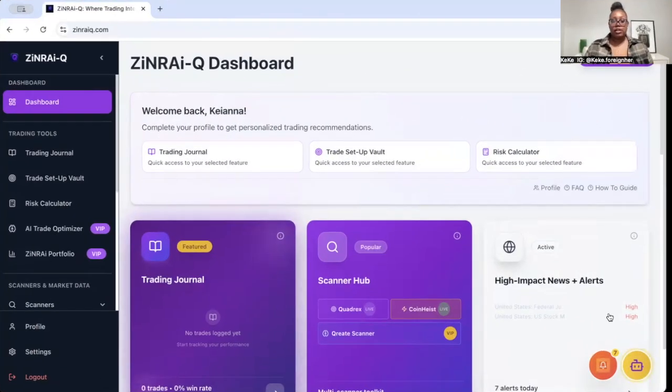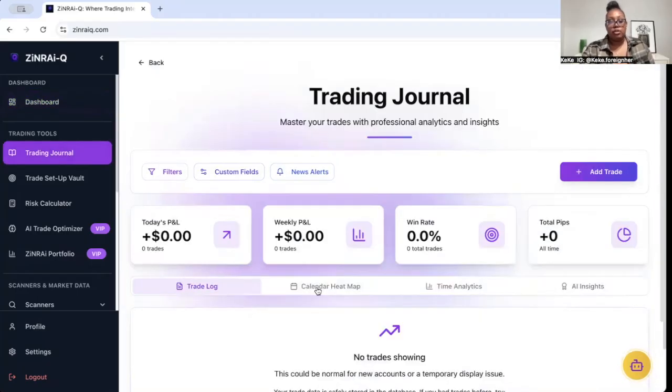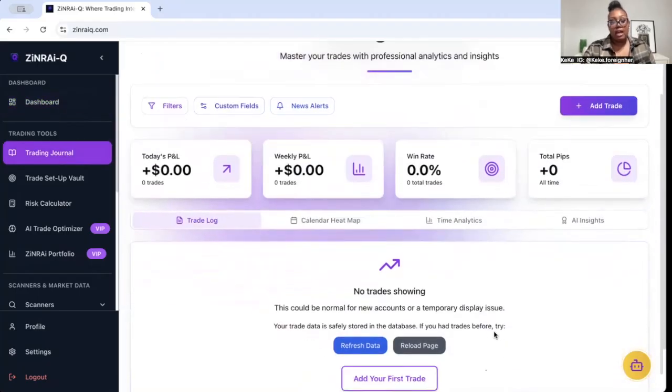So this is our ZiNRAi Q dashboard. We're going to get started with our trading journal, okay? So let's click our trading journal. Here what we have access to is actual analytics. When we talk about profit and loss, we have that on a daily and weekly basis. You also have access to total pips gained and your win rate, which is amazing, okay?